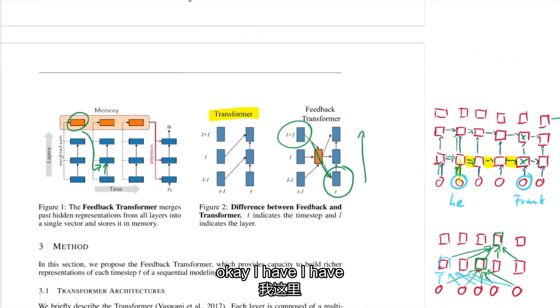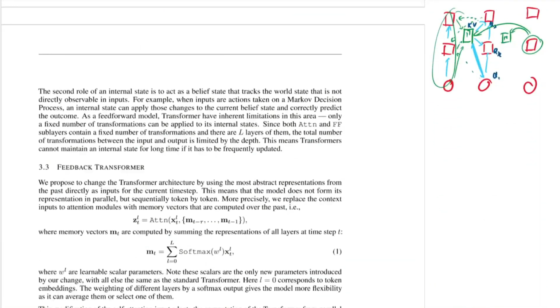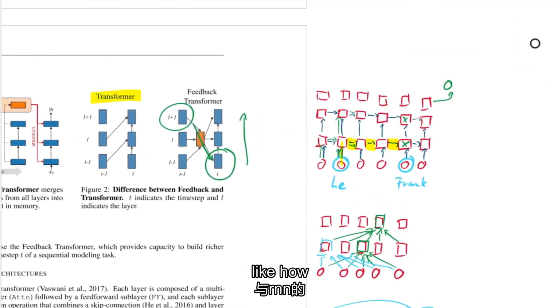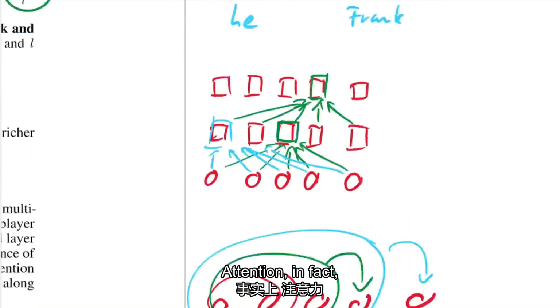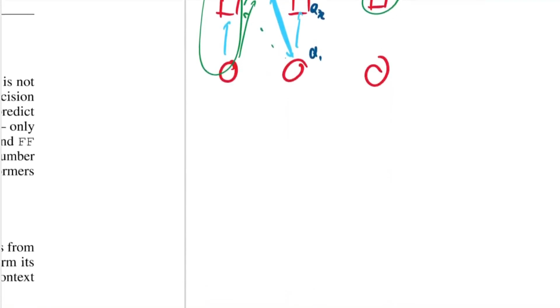Now, okay, I have one thing to remark, namely, they consider the RNN right here on the right, and how it's different from the RNN. You can clearly see that in the RNN, the information needs to travel many, many steps to arrive somewhere. That has been the drawback of the RNN. But people have sort of solved this in RNNs using, well, you guessed it, attention. In fact, attention mechanisms were first introduced to help RNNs overcome this problem.